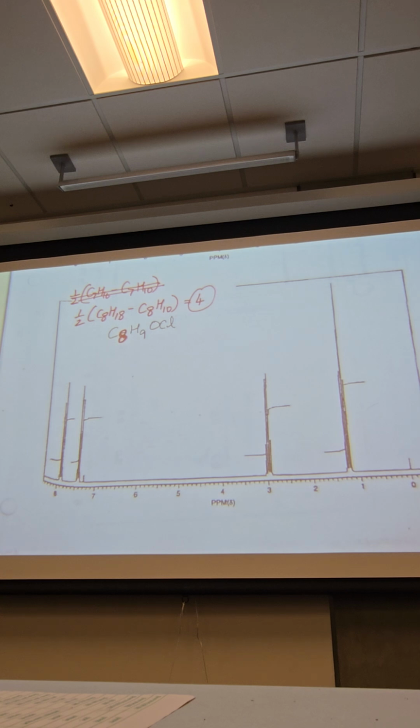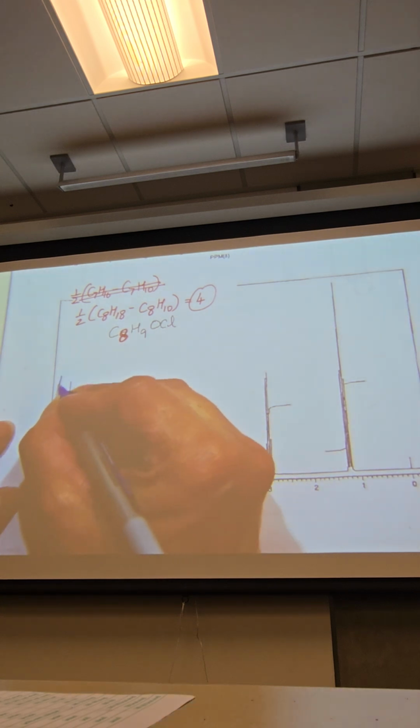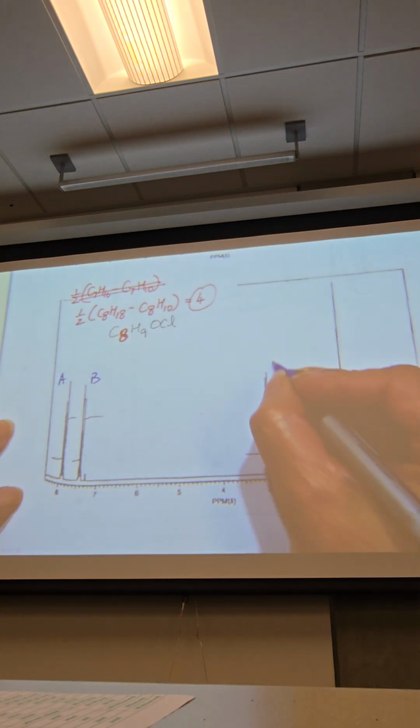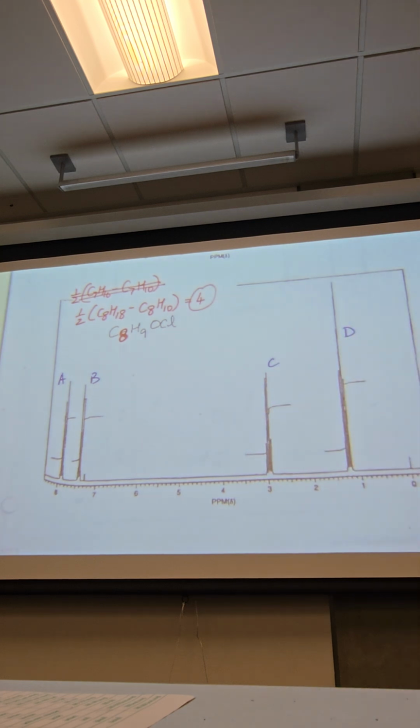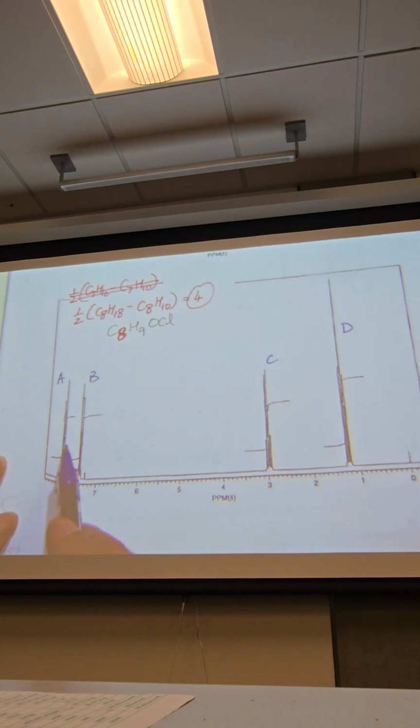Why are we doing the H instead of the C? Because it's NMR, it's always the H's for NMR. I'm just going to label the NMR, A, B, C, and D. Integration: I'm just eyeballing the integration here, because I'm too lazy to go find my ruler again. But it looks to me like these are equal.